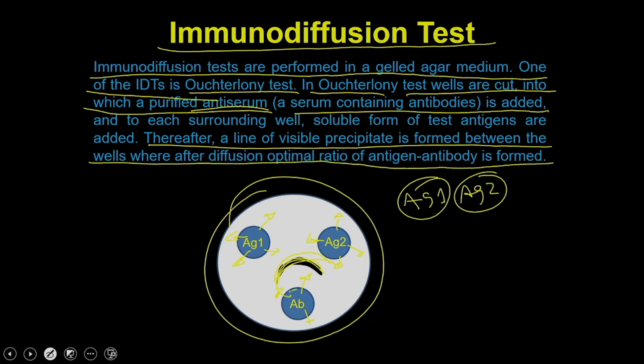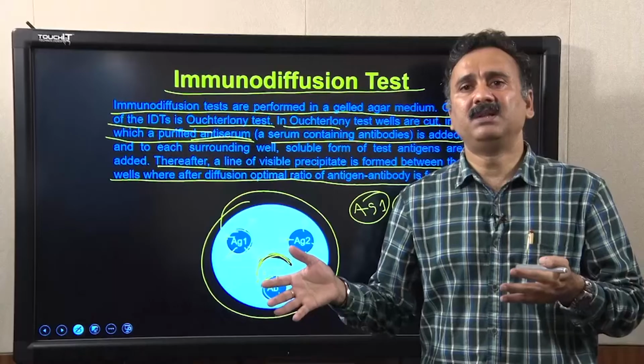The antibody has a very high concentration next to the well, but as it diffuses, its concentration is diluted. Similarly, the antigen's concentration is very high next to the well, but as it diffuses, that is how you achieve optimal antigen-antibody concentrations to see the visible precipitate.